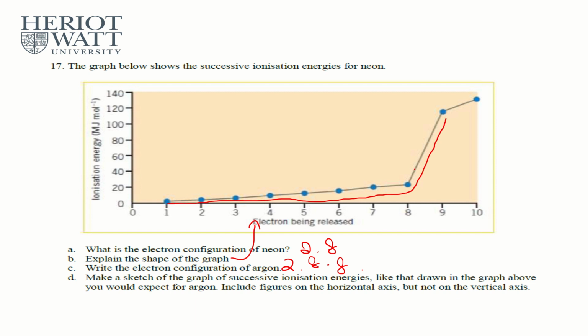Why does it shoot up here between 8 and 9? Again, because argon also has 8 valence electrons. And then the 9th electron, after you remove these, will be from the inner shell, which experiences stronger nuclear attractions. Okay? So that's it for this.